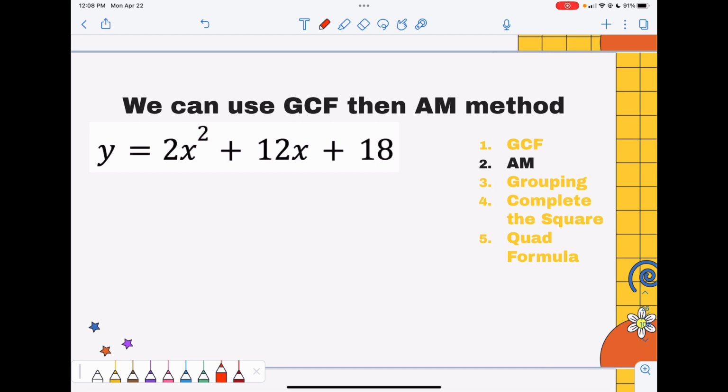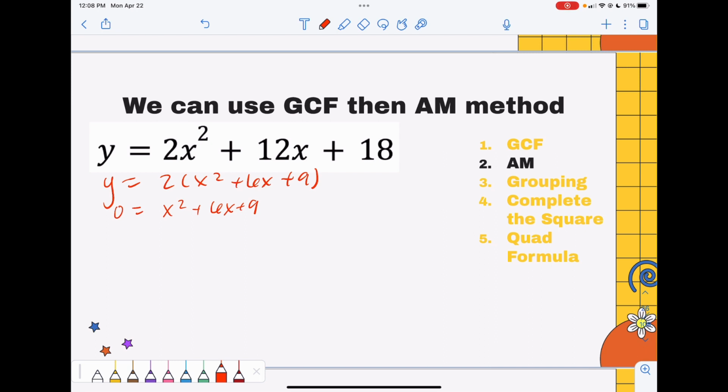My first instinct is to say, oh, well, a is not 1. I don't know if I could use AM, but there's a GCF of 2. So y is equal to 2 parentheses x squared plus 6x plus 9. I now see that my a value is 1, so I can divide both sides by 2, set it equal to 0. X squared plus 6x plus 9 is my remainder. I skipped a step of writing there. Hopefully you all know what it is. Again, as I said, I divided both sides by 2.